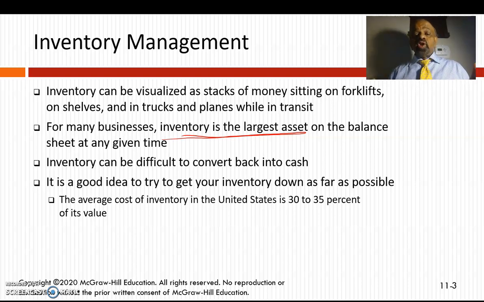So it is a good idea to try to get inventory down as far as possible. The average cost of inventory in the United States is about 30 to 35% of its value. So you can see why companies are really focused on controlling inventory.